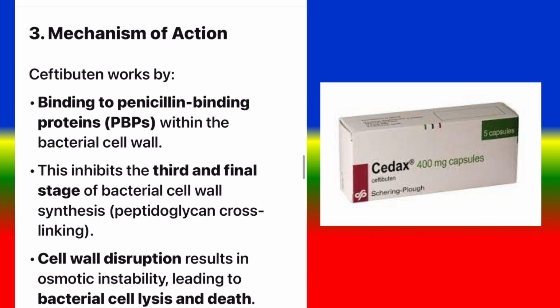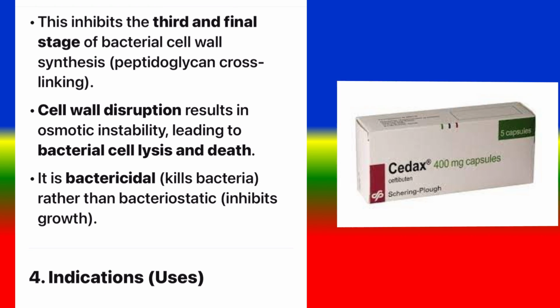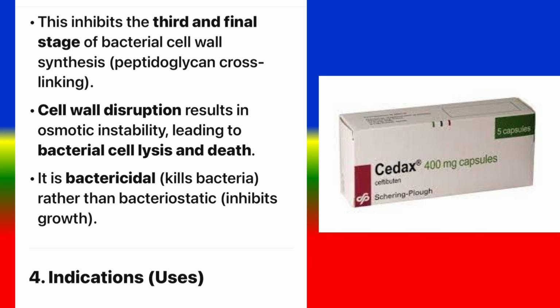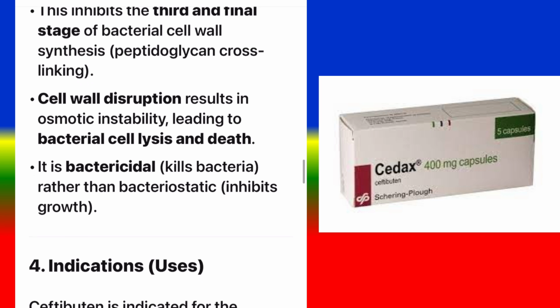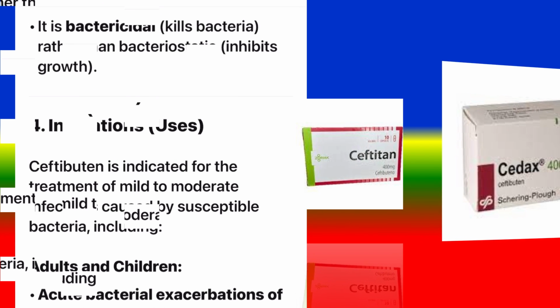3. Mechanism of action. Ceftibuten works by binding to penicillin-binding proteins, PBPs, within the bacterial cell wall. This inhibits the third and final stage of bacterial cell wall synthesis, peptidoglycan cross-linking. Cell wall disruption results in osmotic instability, leading to bacterial cell lysis and death. It is bactericidal, kills bacteria, rather than bacteriostatic, inhibits growth.